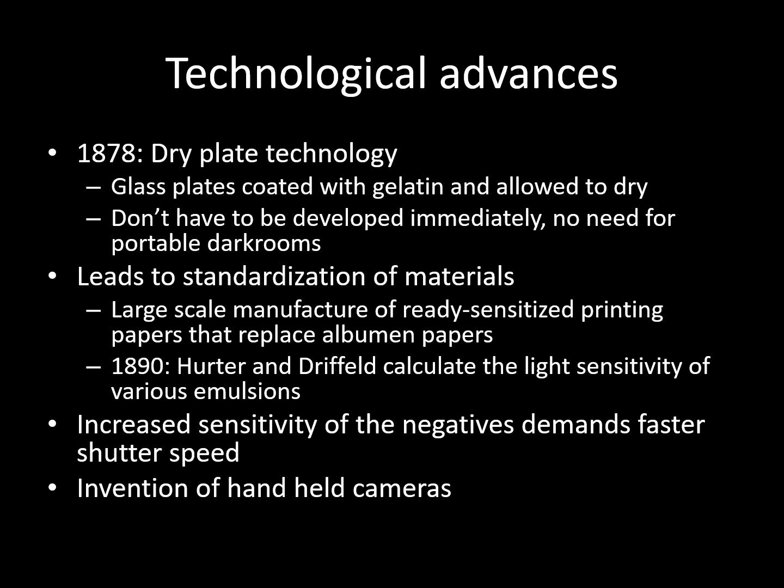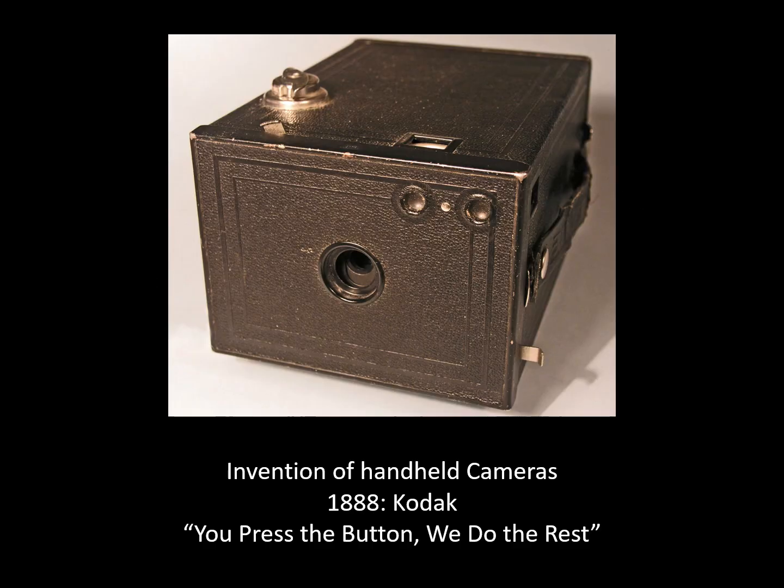Also, the increased sensitivity of the negatives demands faster shutter speeds, which allows for the things that we've been talking about thus far with instantaneous photography. Definitely the most important thing that comes out of it from our perspective, though, as the public, is the invention of handheld cameras, namely the Brownie camera by Kodak in 1888. Their slogan was, "You press the button, we do the rest," because you would make the photographs and then you would mail them to the Eastman Company in Rochester, New York, to have them developed for you. They would send back the Brownie camera to you, reloaded with new film, so you could make more while they continued to develop your photographs.